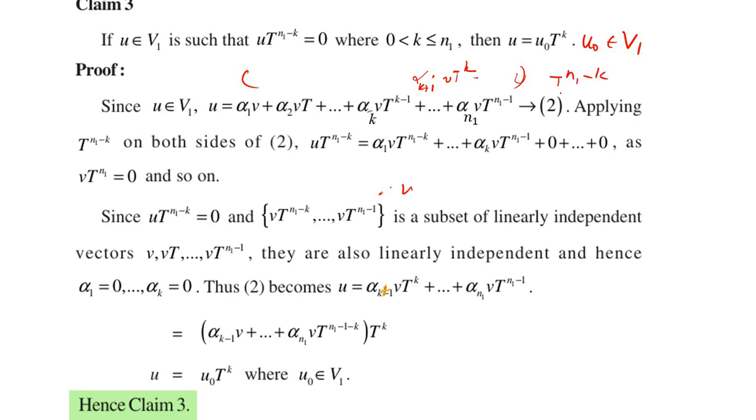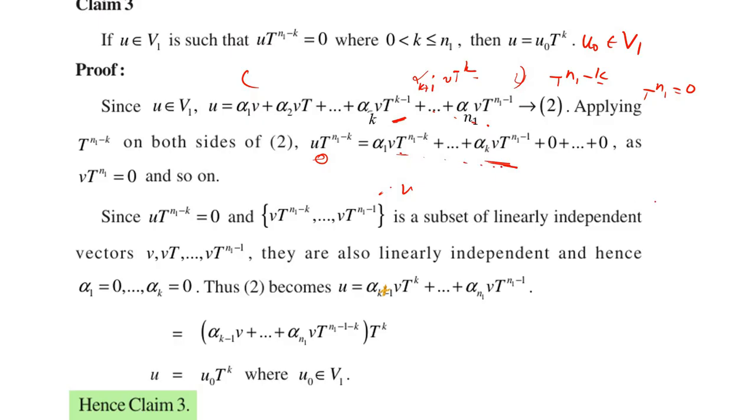this T power n1 minus k. So that means this k and minus k will get cancelled, giving T power n1, but T power n1 is 0. And so the higher powers, when we consider all of them, will vanish. So that means up to certain terms only you have. Here you have alpha 1 vT power n1 minus k, and up to this it will be there. So that is what is written here. Now uT power n1 minus k is 0, so this becomes 0. So we have a linear combination of these vectors.